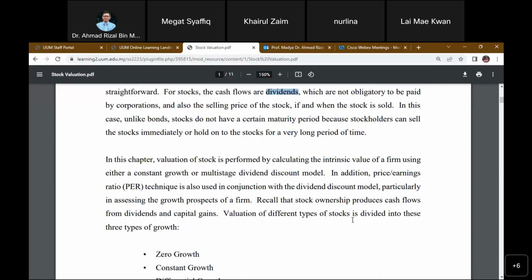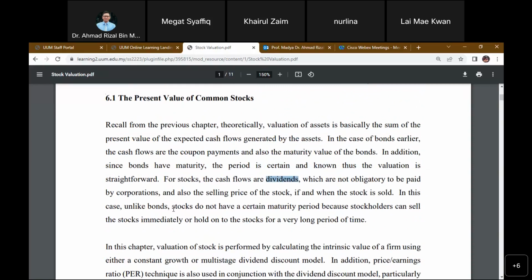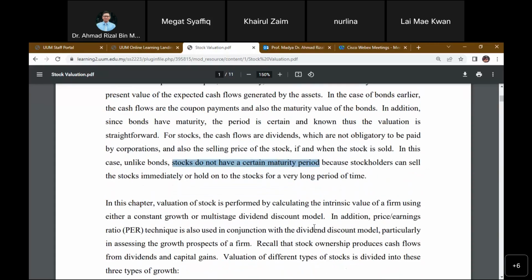And for stocks, it's a little bit different because it does not have a maturity period, unlike bonds. So that's why bond is a little bit straightforward because you know when it ends. But for stocks, whenever you purchase a stock, you can hold on to it almost forever. You can hold on to it for 30 years before selling it, or you can hold on for a week. It doesn't matter. It is not the same as bonds earlier, because bond has a maturity period. But that is not the case for stocks.